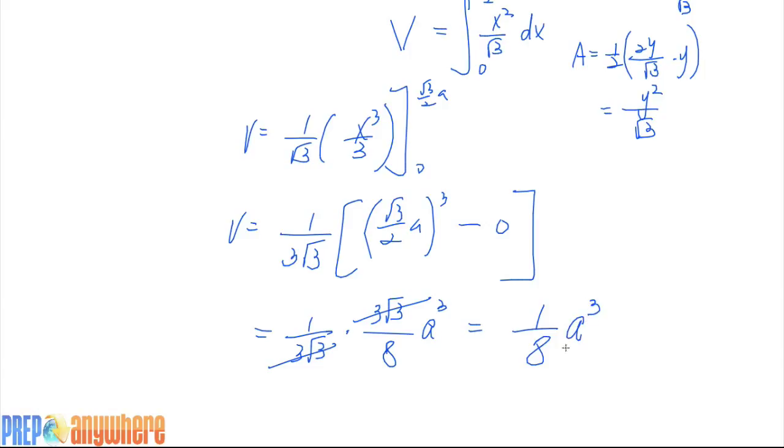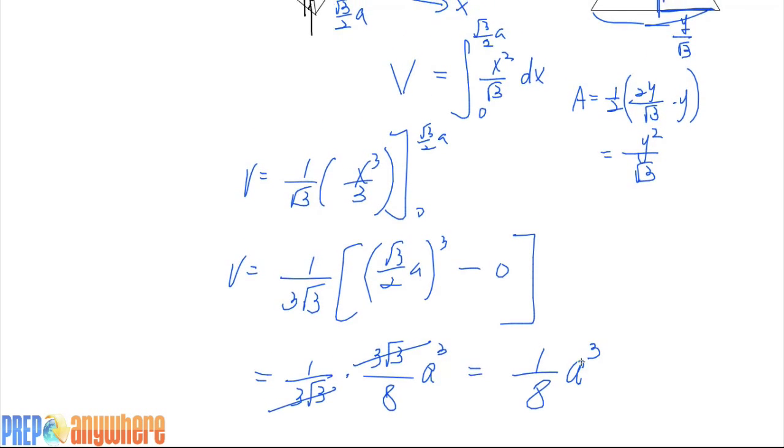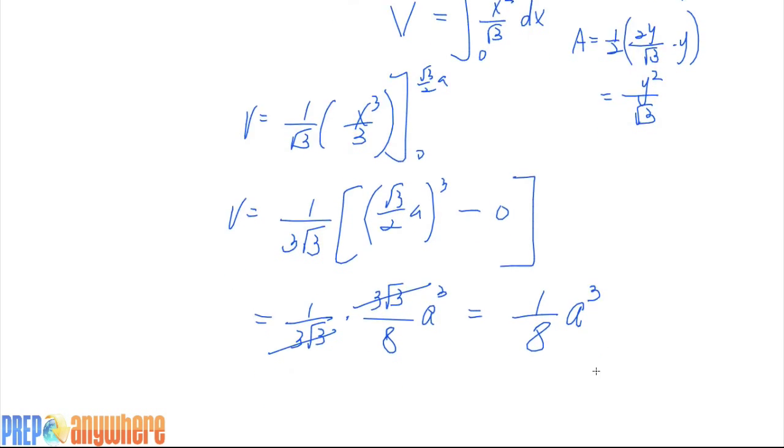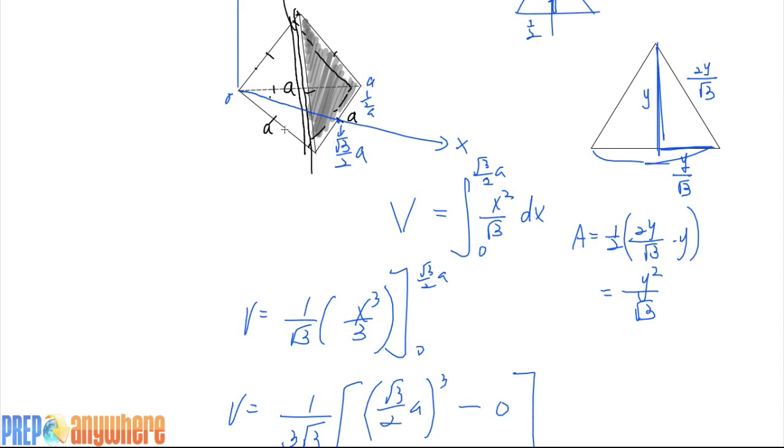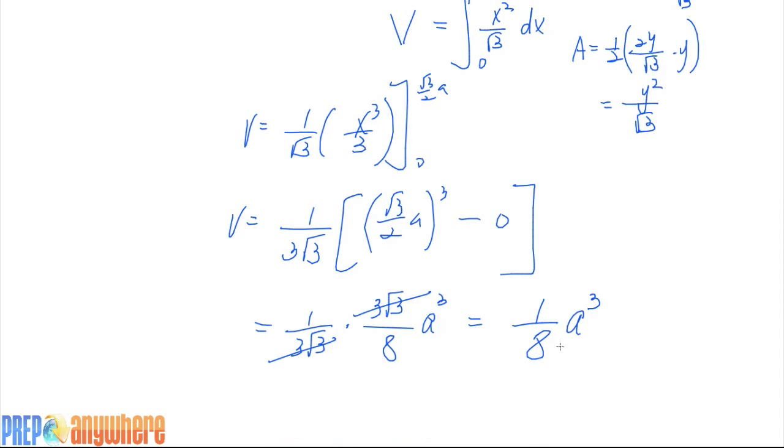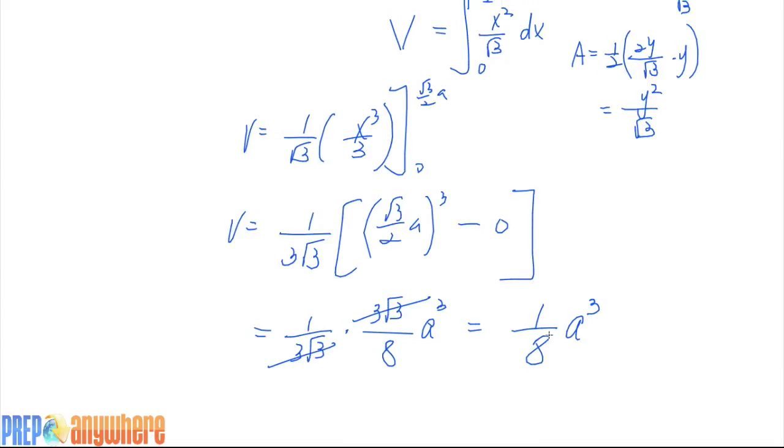Now if it was just a cubed, that's the volume of a cube, a three-dimensional cube. So from here we just showed that the tetrahedron is exactly 1/8 of the cube.